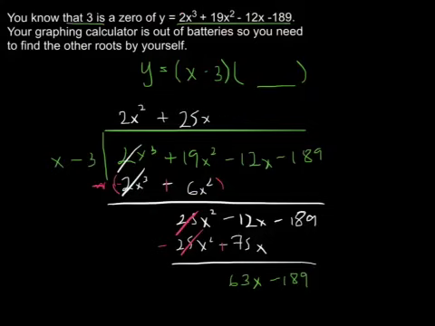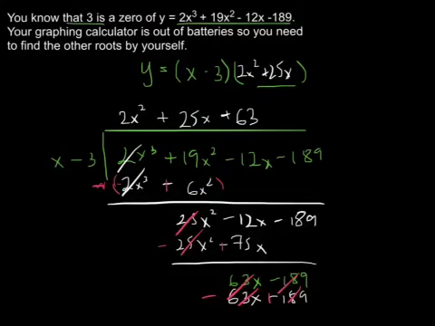And lucky for us, this will work out. 63x, and 63 times 3 is going to be minus 189. And so when we subtract, everything will go away. So the polynomial that we can multiply x minus 3 by to get our original polynomial back is going to be 2x squared plus 25x plus 63. Alright.